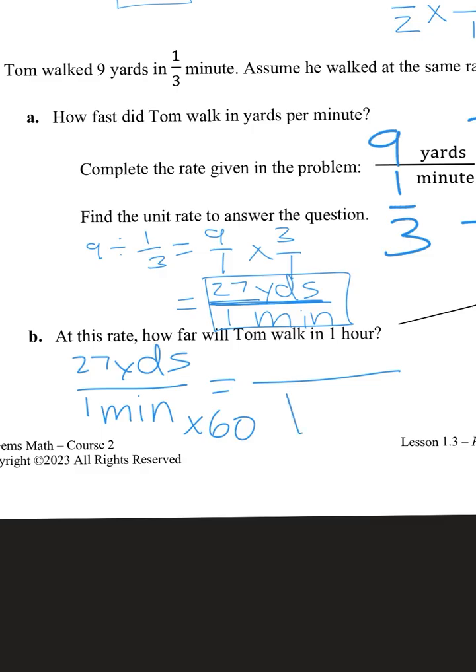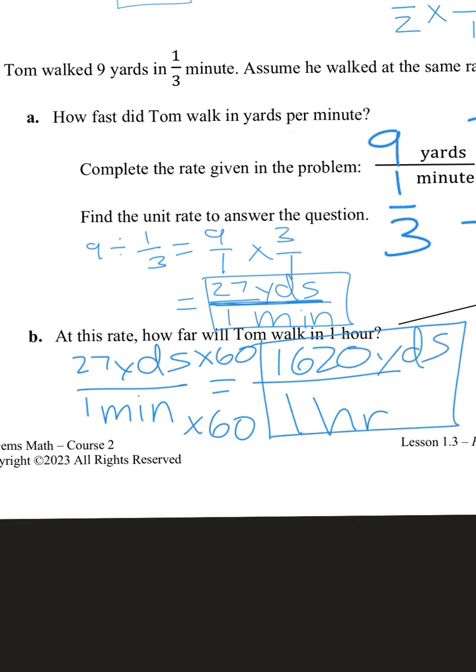Okay, so 1 hour. And then whatever I do to the bottom, I also have to do to the top. So let's go ahead and multiply 27 times 60. Use your calculator, and you go 27 times 60. You should come up with 1,620. And 1,620 what? That's going to be yards. And that is your final answer.